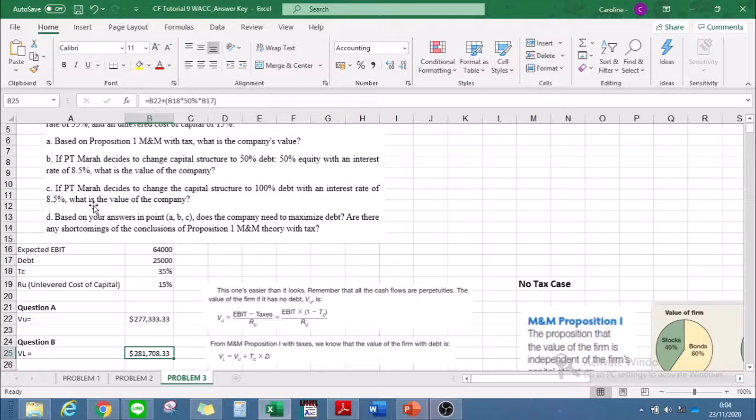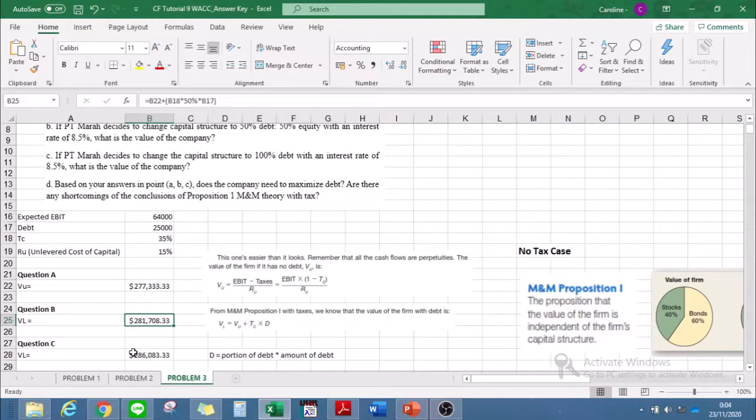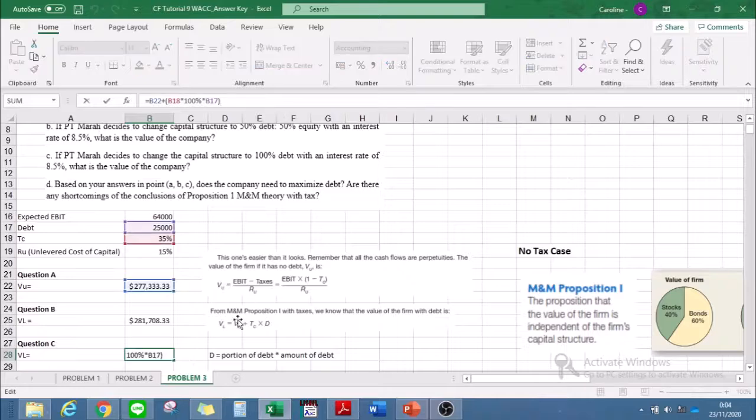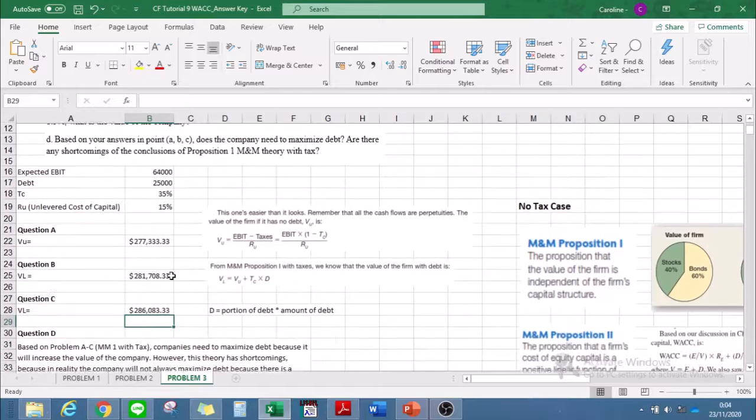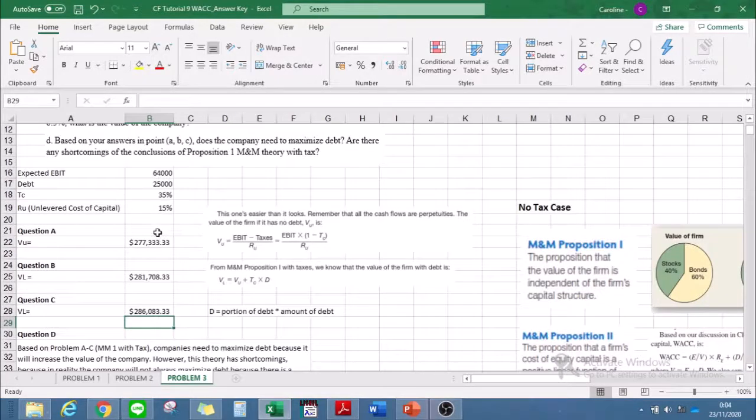And for question C, if the company decides to change the capital structure to 100% debt with an interest rate of 8.5%, what is the value of the company? You just need to add the value of the unlevered firm with the TC multiplied by D. The TC is 35%, and it is assumed that you are going to use all the debt here, so you just need to multiply it by 100%, multiply it by 25,000, and you find that the value of the levered firm is $286,083.